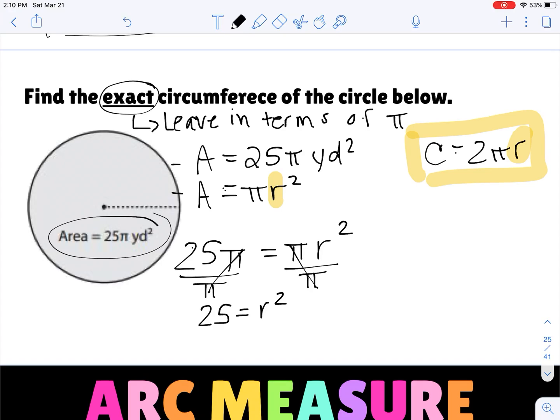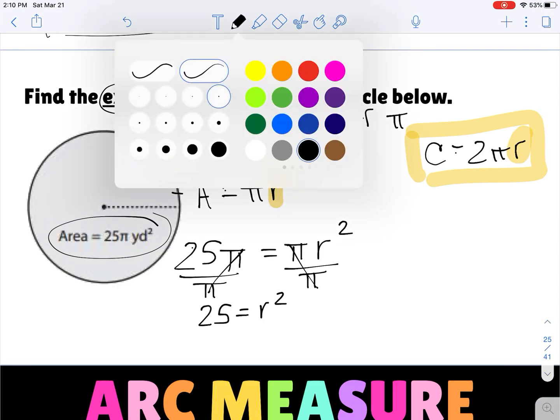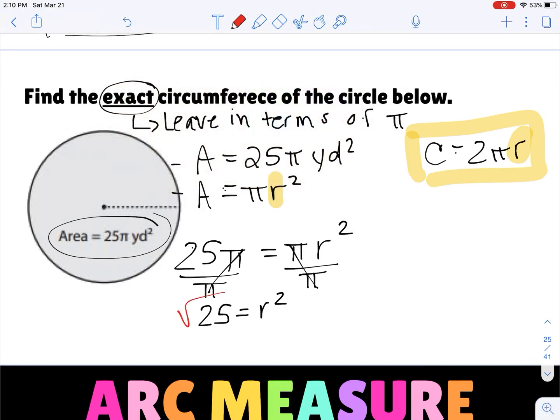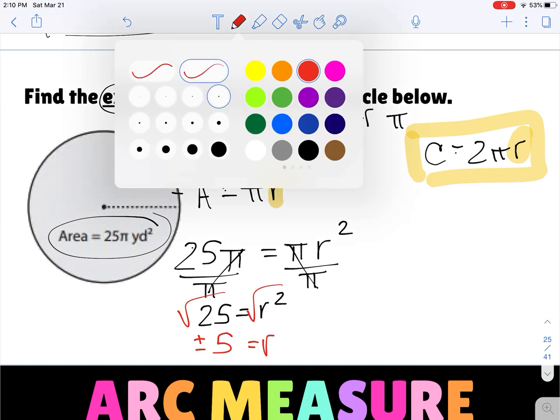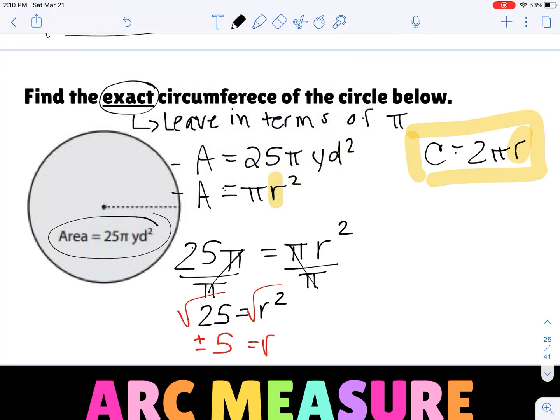Now I'm left with 25 equals r squared, and a lot of us fall into the trap that, well, the radius must be 5. But that's not the case. To solve for r, you need to take the square root of each side. So that way r would equal 5, plus or minus 5. Us as good mathematicians know it would be plus or minus 5. However, a negative radius would not make sense. You can't have a radius of negative 5 yards. It has to be positive. Measurements are never negative. You can't be negative 5 feet tall.